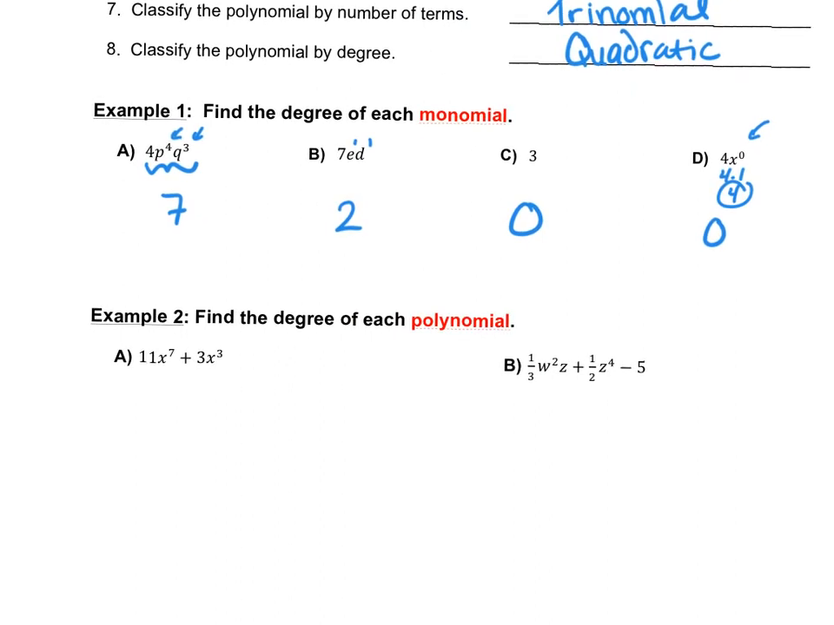Find the degree of each polynomial. Okay, to find the degree of the polynomial, we look at the degree of each term. This one's 7, this is 3, we keep the highest, 7. Here we have a degree of w to the second and z to the first makes 3, and this one is 4, and a constant is 0, so the degree here is 4.